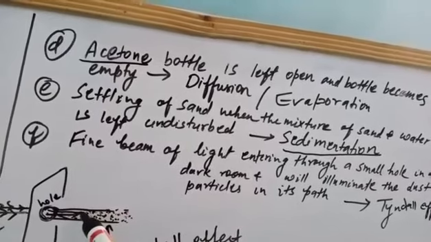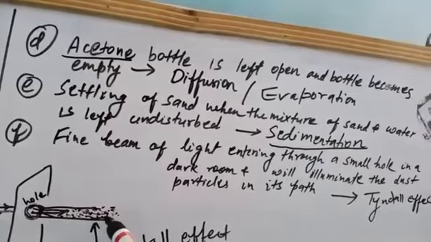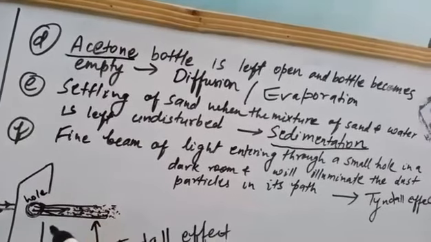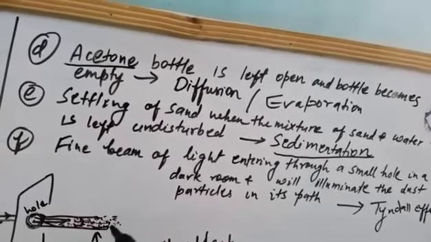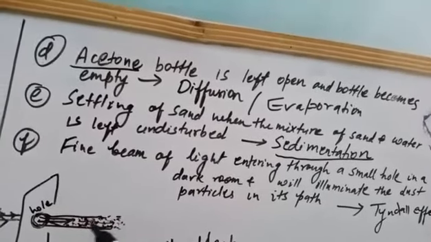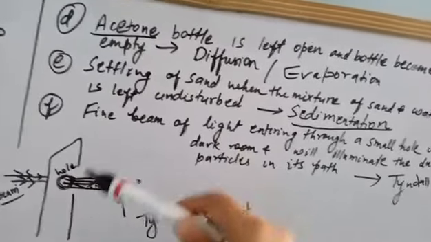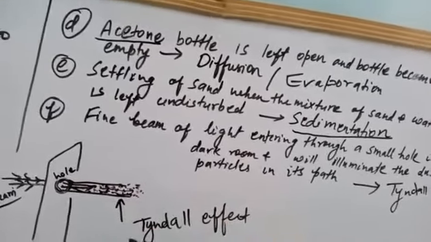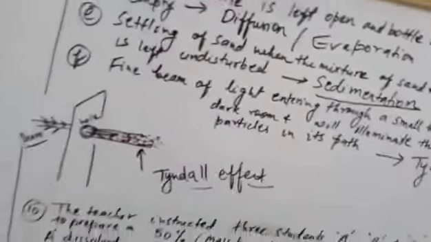So while entering into the room, and when it is making the path, the light is making the path, it also starts illuminating the dust particles whatever is there in the air in the room. So this type of process or phenomenon is called as what? Tyndall effect.